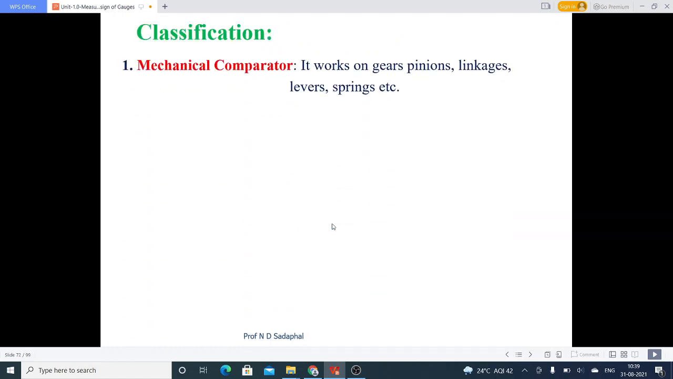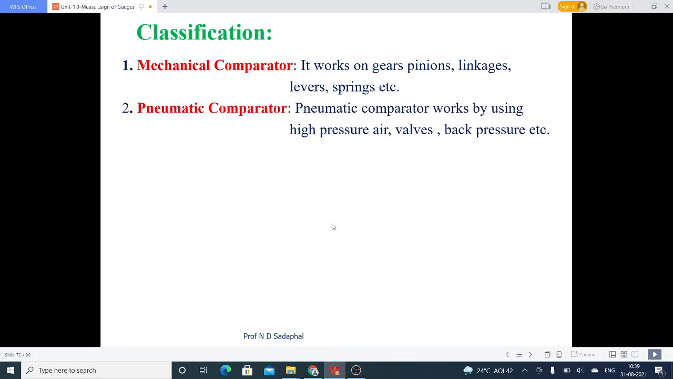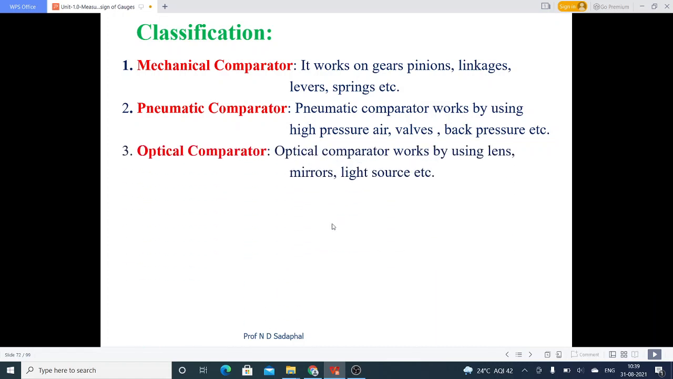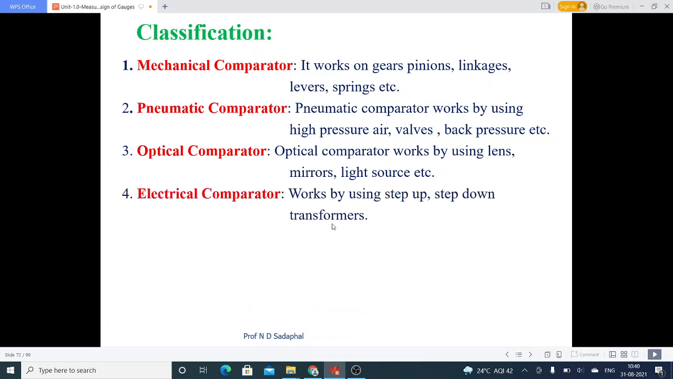So how are they classified? The first type of comparator is the mechanical comparator. It works on different components like gears, pinion, different springs, levers, linkages. The pneumatic comparator basically uses air pressure to measure the deviation. Then optical comparators use lenses, a light source, and mirrors to find the deviation.